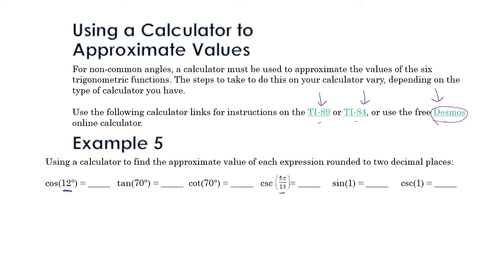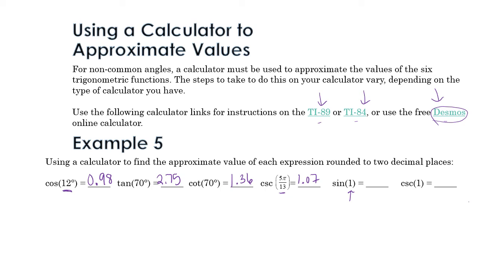Okay, so at this point, you've hopefully found all these values. When you plug this into your calculator, you got 0.98. The tangent of 70 degrees was 2.75. The cotangent of 70 degrees was 1.36. The cosecant of 5 pi over 13 is 1.07.